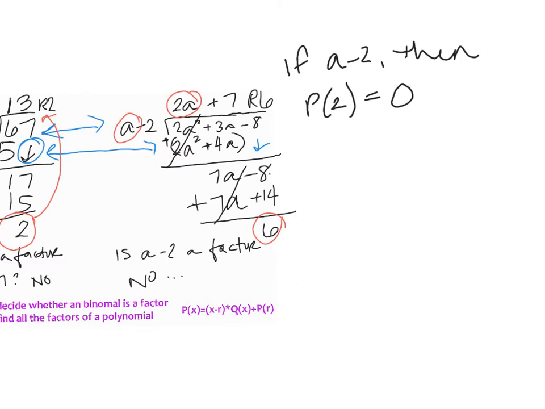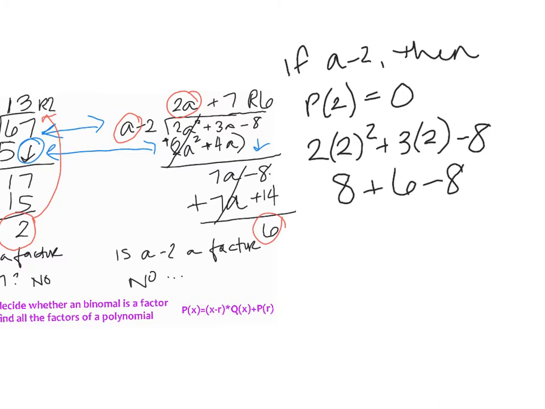So if I did that, for example, I would do 2 times 2 squared plus 3 times 2 minus 8, right? I'm just plugging it into our original 2A squared plus 3A minus 8. So this is 4, so I get 8 plus 6 minus 8. Does that equal 0? No, and look at this, this is our remainder. It does not equal 0, it equals 6, which is our remainder. So things are lining up.